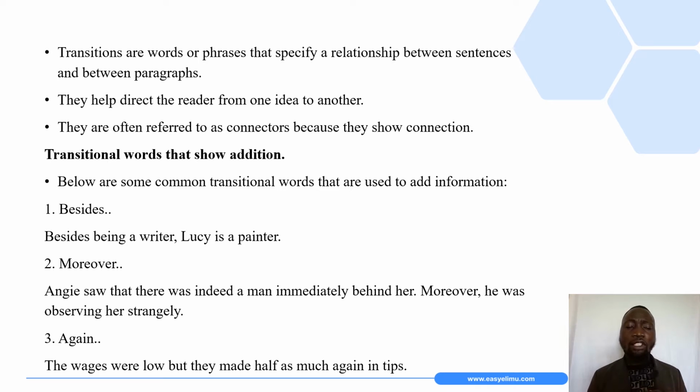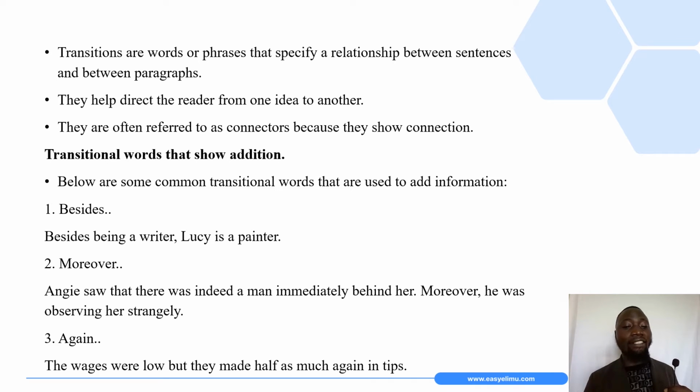Now let's begin by looking at the first category, that is use of transitional words that show addition. So I'm going to give examples. So below are some common transitional words that are used to add information. So they give additional information apart from the information that we already have. So the first one we have is besides.